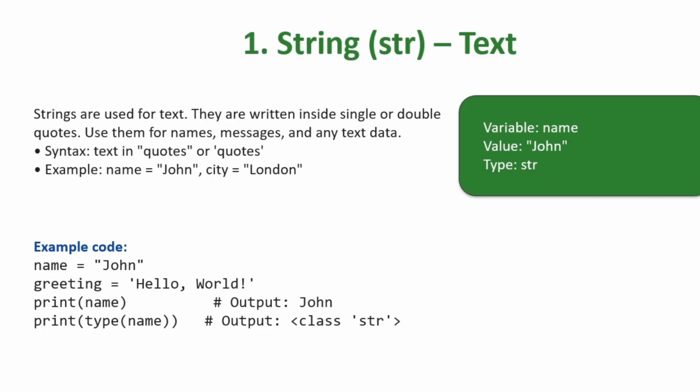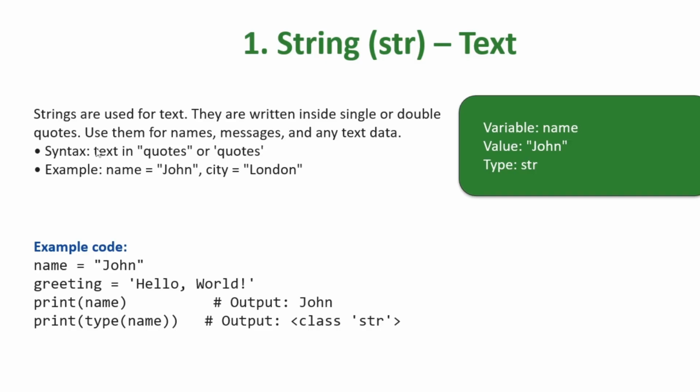Now let's go into a deep dive of strings. Strings are basically a text type of data and they are written inside single quotes or double quotes, just like this. Variable name, the value John. Let's say for example, as it is a string, I have written it in double quotation marks. You can use single quotes also. Use them for names, messages, and any text data which you want to use in your coding.